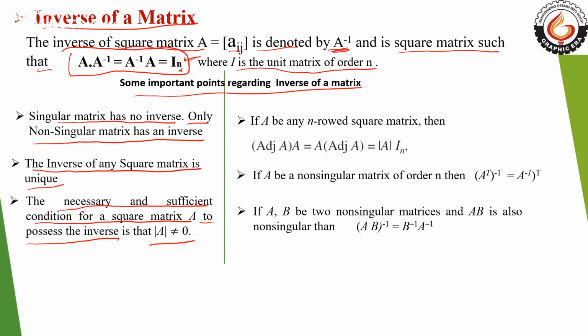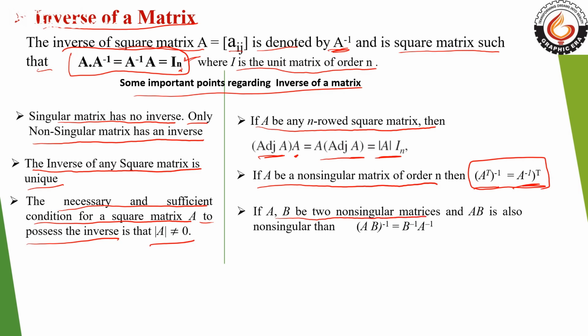The next point: if A is any square matrix, then A into adjoint of A is equal to the determinant times the identity matrix of that order. Also, if A is a non-singular matrix of order n, then the inverse of the transpose is equal to the transpose of the inverse. You have to remember that property. And if A and B are two non-singular matrices and AB is also non-singular, then the inverse of AB is equal to B inverse A inverse.